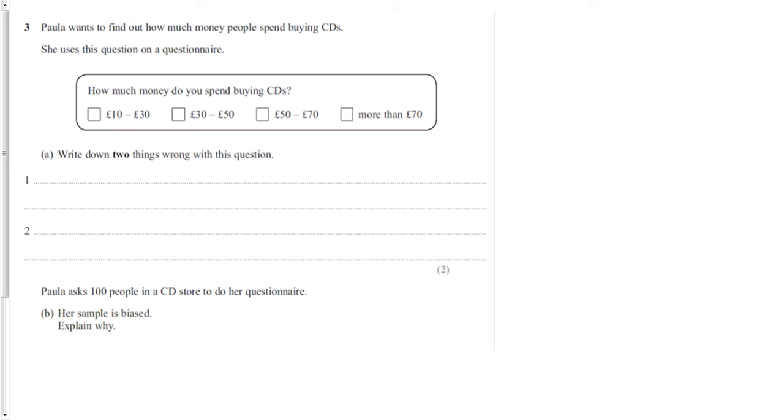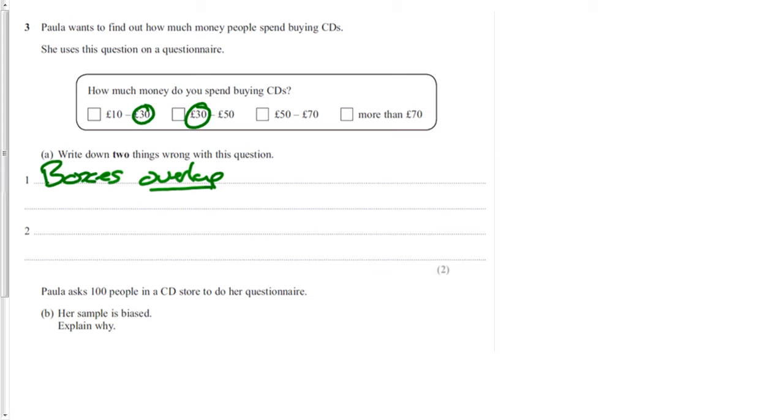Okay, question 3. We've got the questionnaire question here, and we have to write down 2 things that are wrong with it. There's 3 things to choose from here. The first thing I'll write down is that here the boxes overlap. So boxes overlap, and what they were looking for was that word overlap.